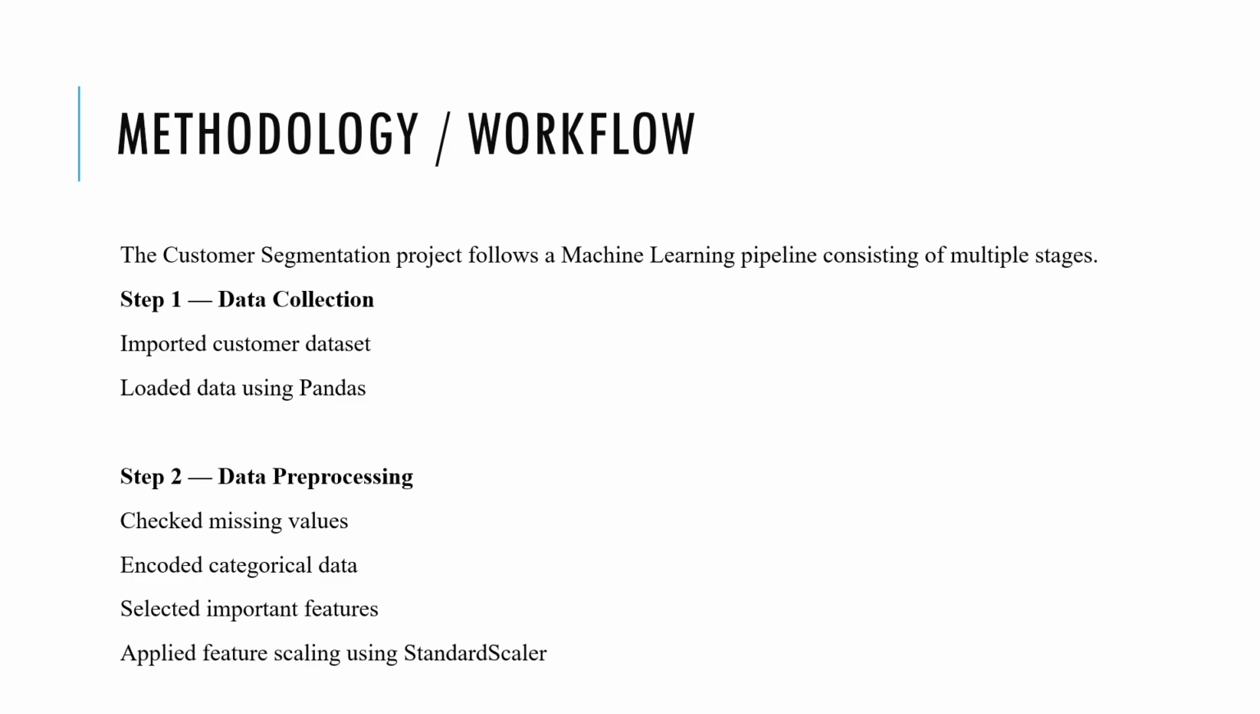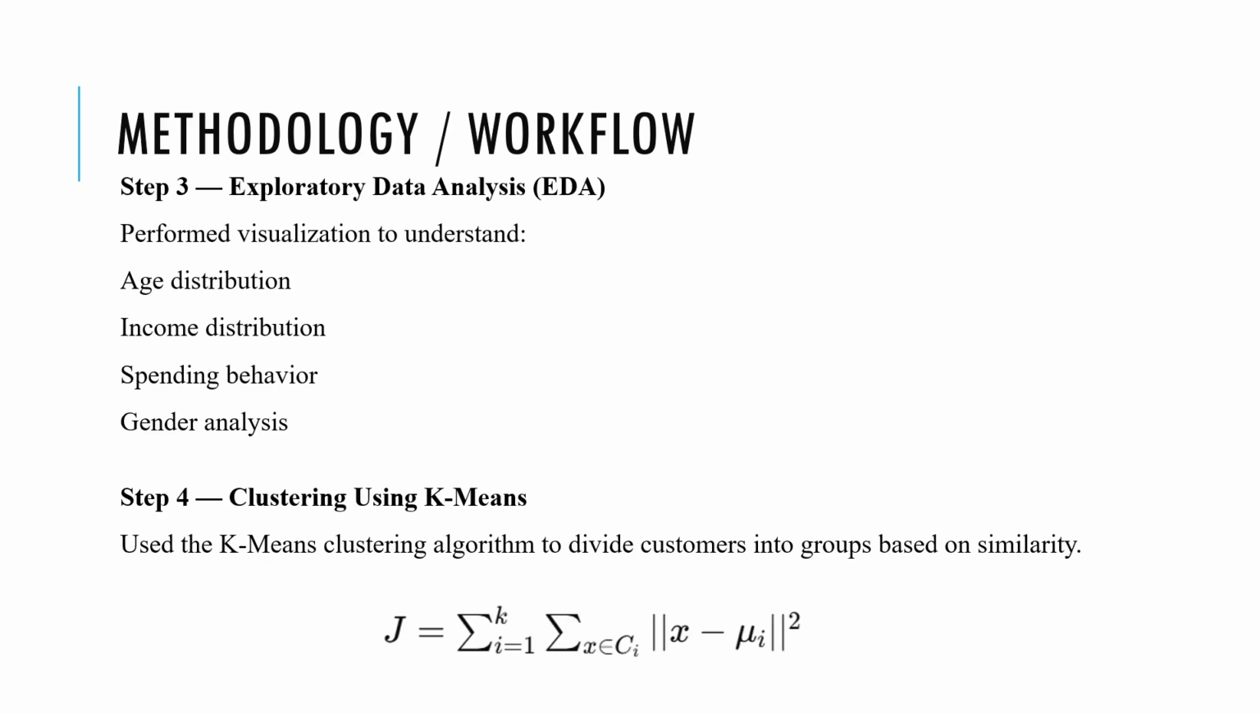The overall workflow is that we first collect the data. Data collection is done. We load the data using pandas and then we do the data pre-processing part, which includes checking missing values, encoding categorical features such as gender, and selecting important attributes. After pre-processing, we do feature scaling using standard scaler to normalize the data and improve clustering performance.